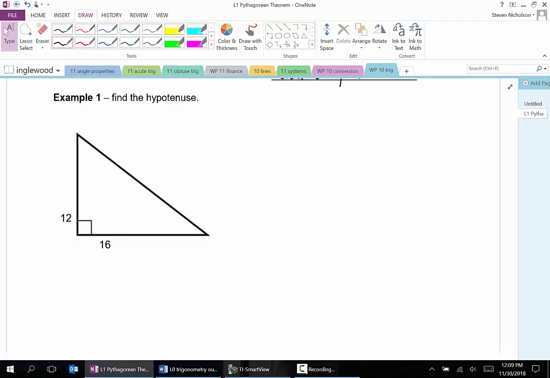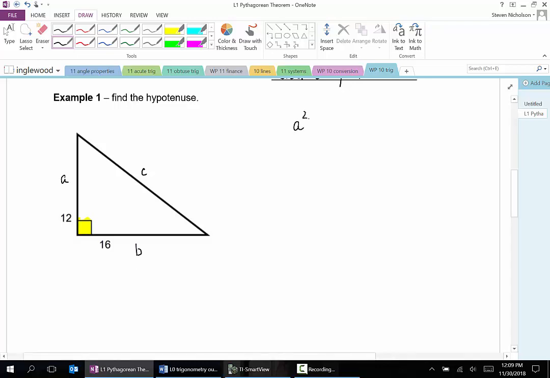So here's a right triangle. Again, here's our right triangle, and I want to find the hypotenuse. I want to find C. And we always want to label our triangles. It doesn't matter which side's A and which side's B. It doesn't matter at all, but it matters which is C.